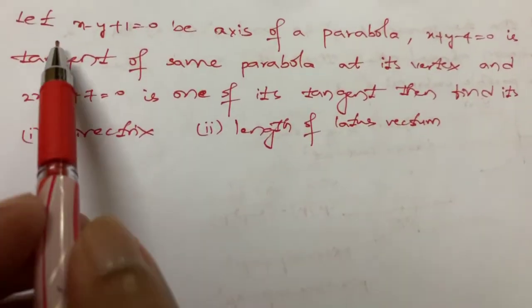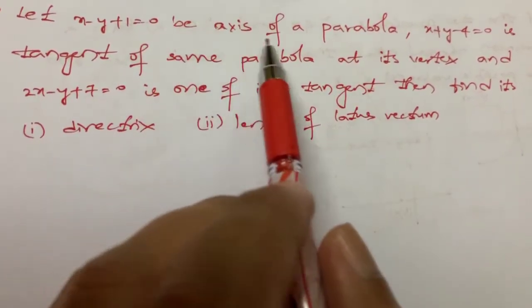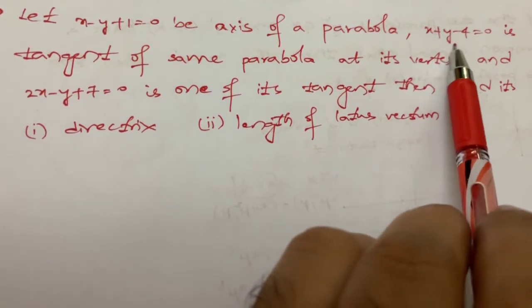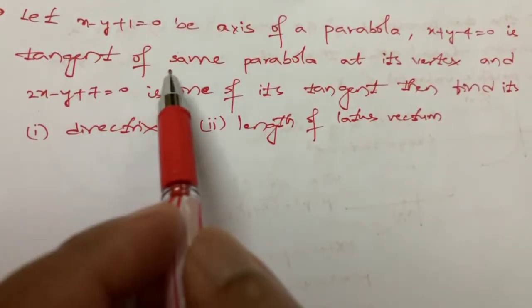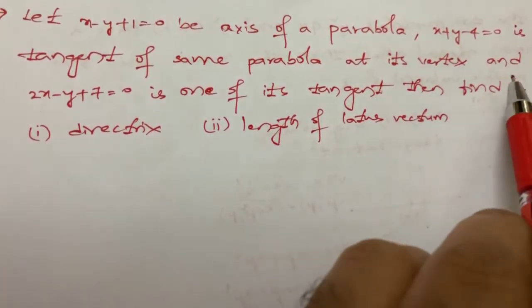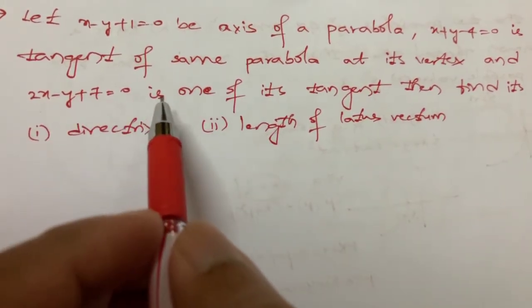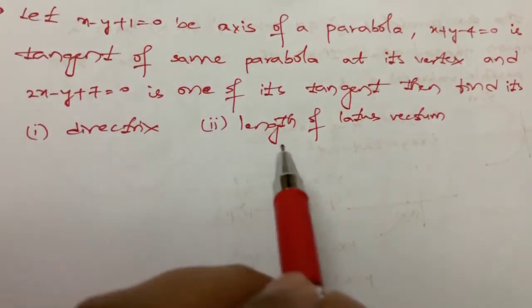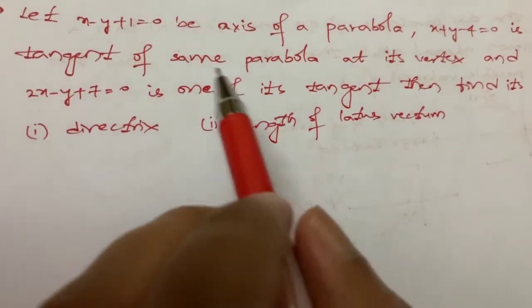Let x minus y plus 1 equal to 0 be the axis of a parabola, x plus y minus 4 equal to 0 be the tangent to the same parabola at its vertex, and 2x minus y plus 7 equal to 0 be one of the tangents. Then find its directrix and length of latus rectum.